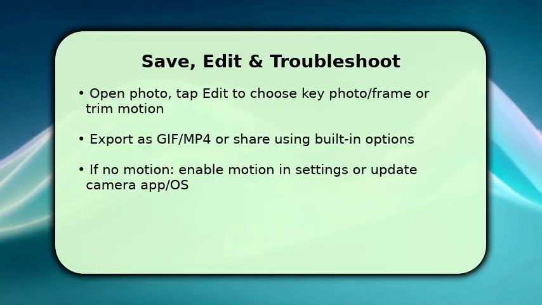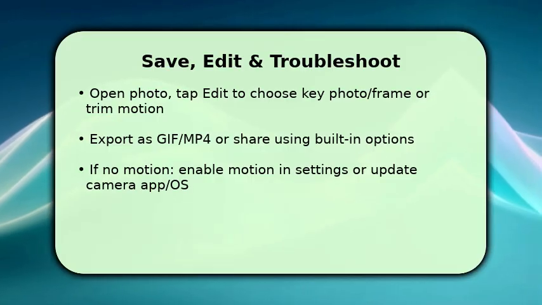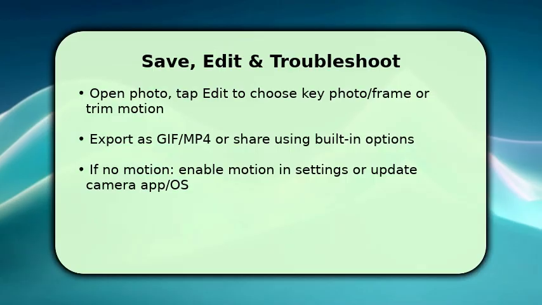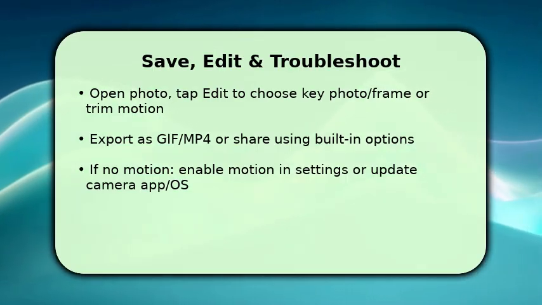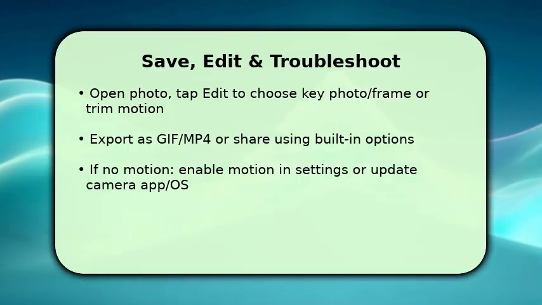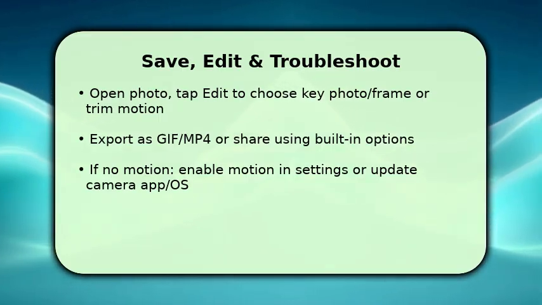If you want to share, export as GIF or MP4 using the Share or Export menu so others can view the motion outside Android. If there's no motion recorded, make sure motion/live is turned on in camera settings, then update the camera app or OS and retry. That fixes most compatibility issues.